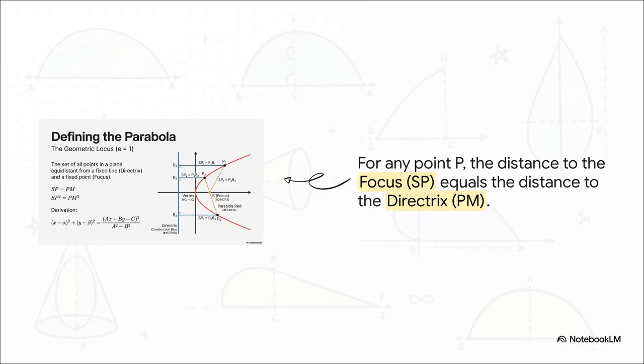And this shows it perfectly. Pick any point on that curve. Let's call it P. Now measure the distance from P straight to that focus point, S. Then measure the shortest distance from P down to that directrix line, M. I guarantee you, those two distances will be exactly the same. SP always equals PM. That is the unbreakable law of every single parabola in the universe.